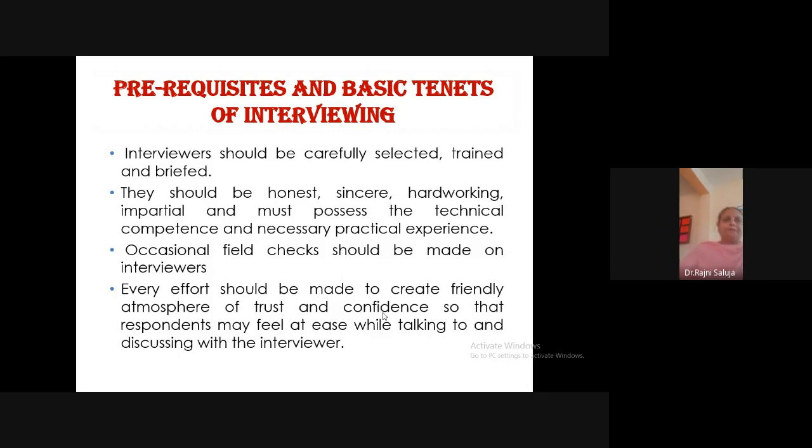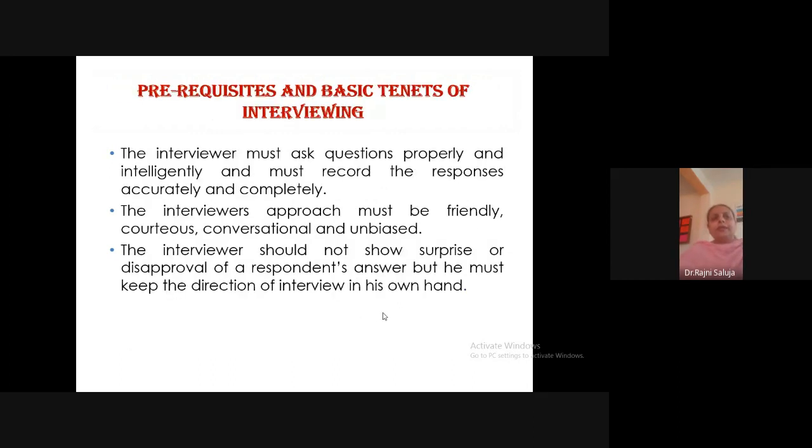The next one is that the interviewer must ask questions properly and intelligently, and must record the responses accurately and completely. The questions should be properly and intelligently asked. Logically, there should be a logic behind them. The interviewer must be friendly, courteous, conversational, and unbiased. We cannot show favoritism to a particular respondent and unfavoritism to another, because I as a researcher have to treat all the respondents equally.